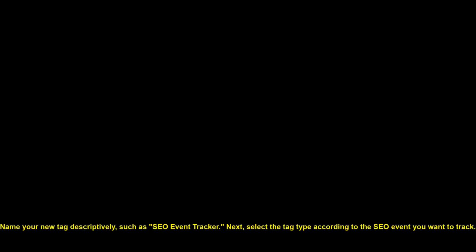Now, navigate back to the main container view. Click on Tags in the left sidebar. To create a new tag, click on the New button. Name your new tag descriptively, such as SEO Event Tracker. Next, select the tag type according to the SEO event you want to track.